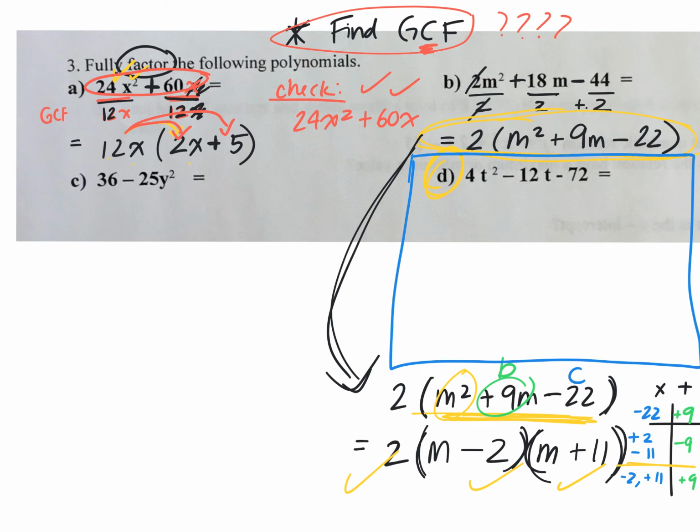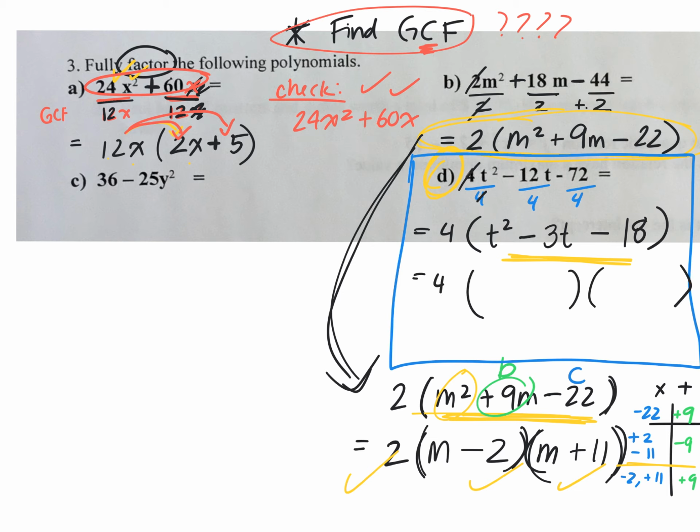Okay, so for D, does it have a greatest common factor? What's the greatest common factor? What can everything be divided by? 4. Okay, so that's the first part. And then you're going to write down what you're left with. So this cancels out. What are you left with? T squared. And then what did you do? Plus or minus? Negative. 12 divided by 4. And then plus or minus? 72 divided by 4? 18. Can you still factor this? Can you find two things that multiply together to give you negative 18 and add up to negative 3?